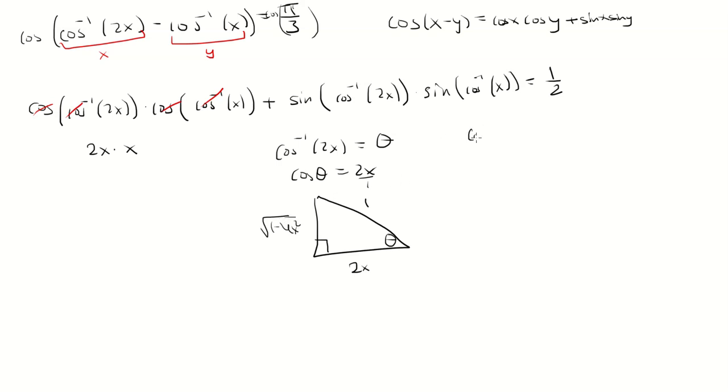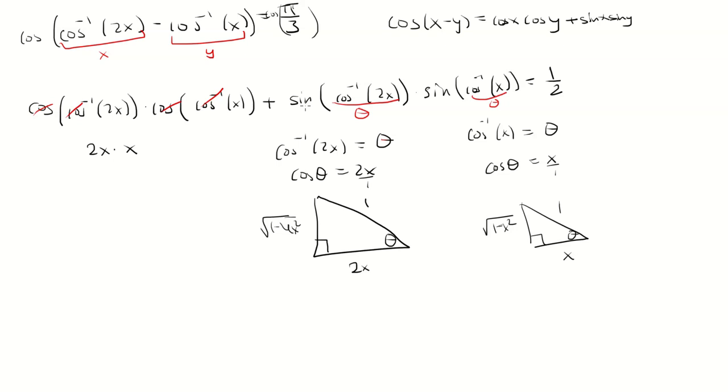And then same thing here, if we have cosine inverse of x equal to theta, that means cosine theta is x, or we think of that as x over 1, so x is adjacent, hypotenuse is 1. This will be the square root of 1 minus x squared. And now we said that each one of these is an angle theta, for these two different thetas.